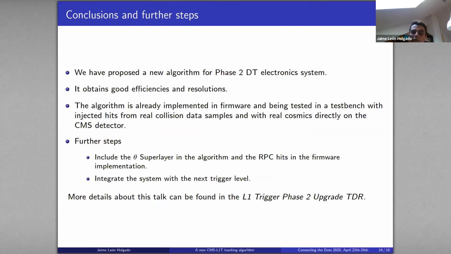As further steps, we would like to include the theta superlayer because we are not using it at all right now. We would like to include it in the algorithm, and also the RPC hits in the firmware implementation. And also we would like to integrate the system with the next trigger levels. You can see more details about this talk in the Level-1 trigger Phase 2 upgrade TDR that was released a couple of months ago. And I think that's all.